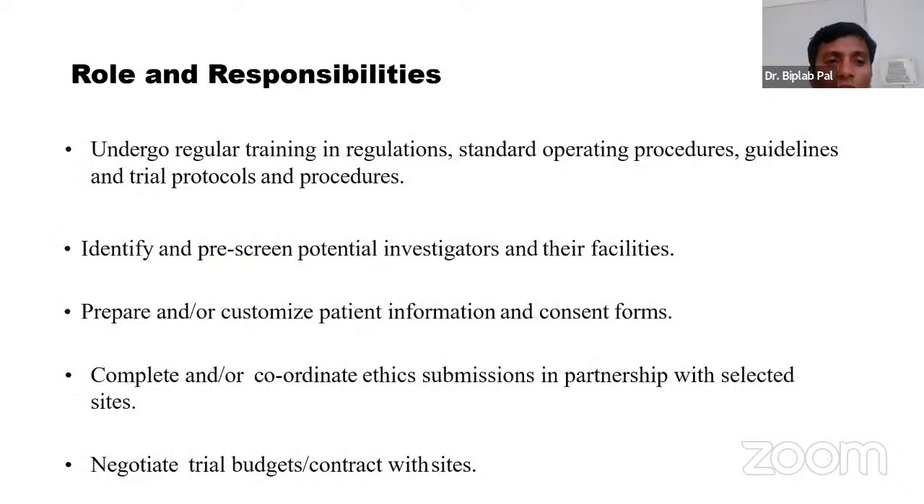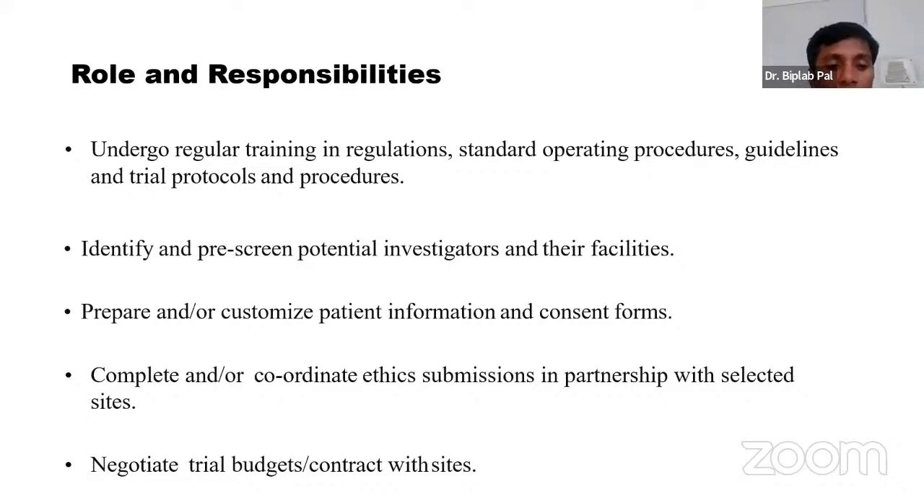So what roles and responsibilities do they have? They undergo regular training in regulations, SOPs, guidelines, trial protocol, and procedures. So where does the CRA get the training? They get the training from a senior CRA, project manager, or team lead.